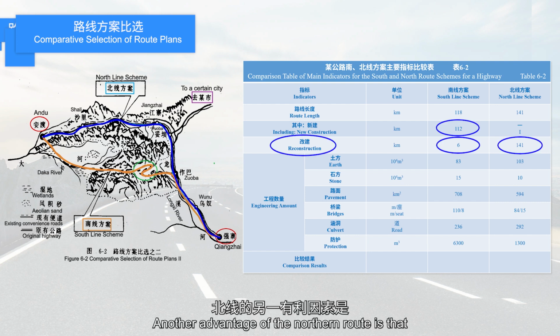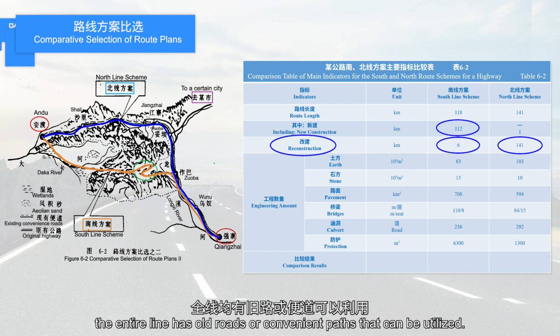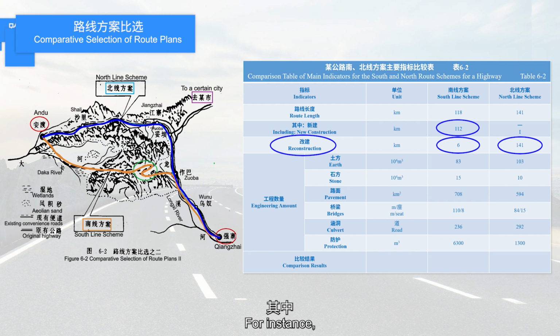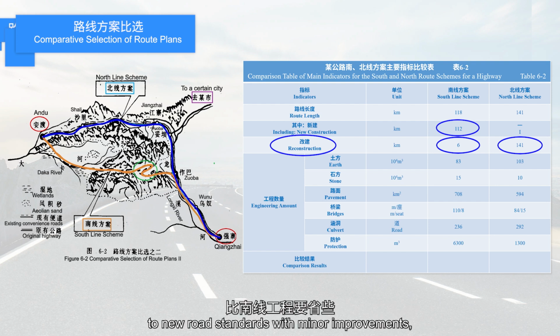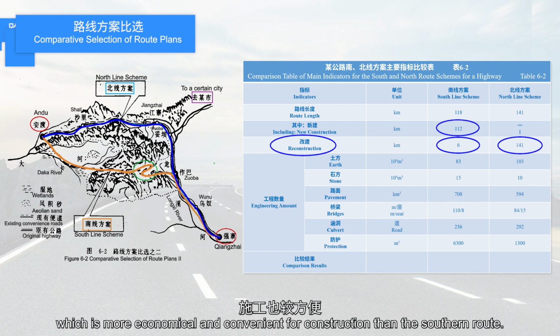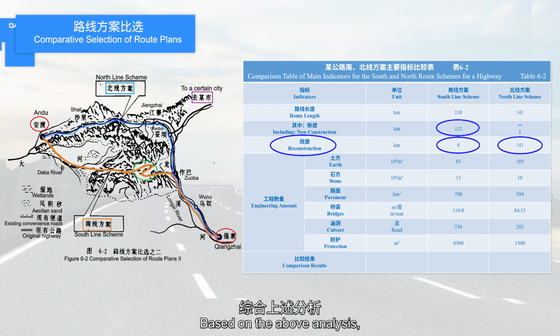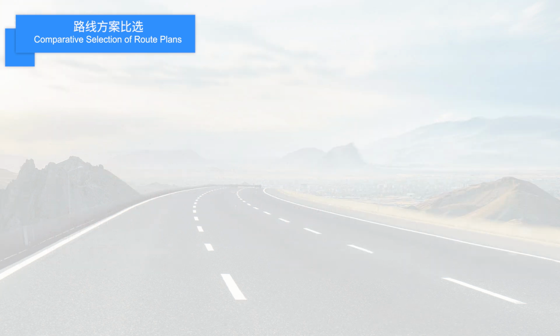Another advantage of the northern route is that the entire line has old roads or convenient paths that can be utilized. For instance, the old road from Zuoba County to Jiangzhai County can be upgraded to new road standards with minor improvements, which is more economical and convenient for construction than the southern route. Based on the above analysis, the North Line scheme is recommended.